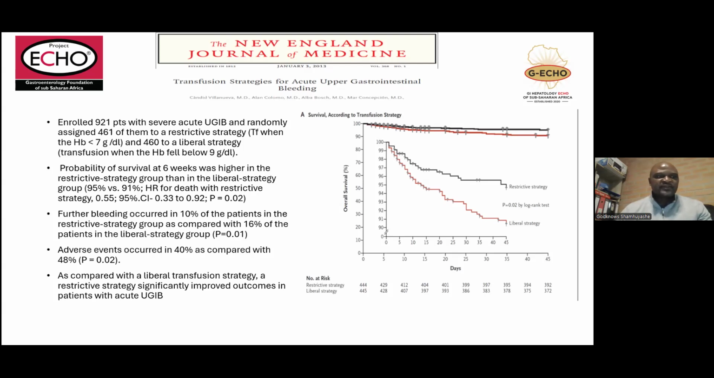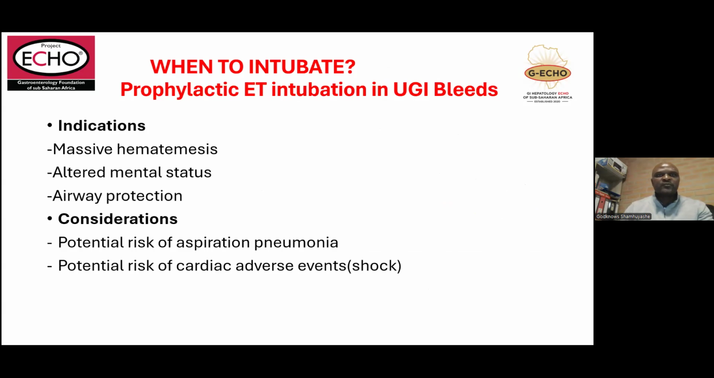So its advantages: it showed that there was a decrease in the transfusion reactions, also a decrease in the risk of thrombosis, and also a decrease in the risk of ischemic events, and also improved survival at 6 weeks. So when do you need to intubate patients with upper GI bleeding?